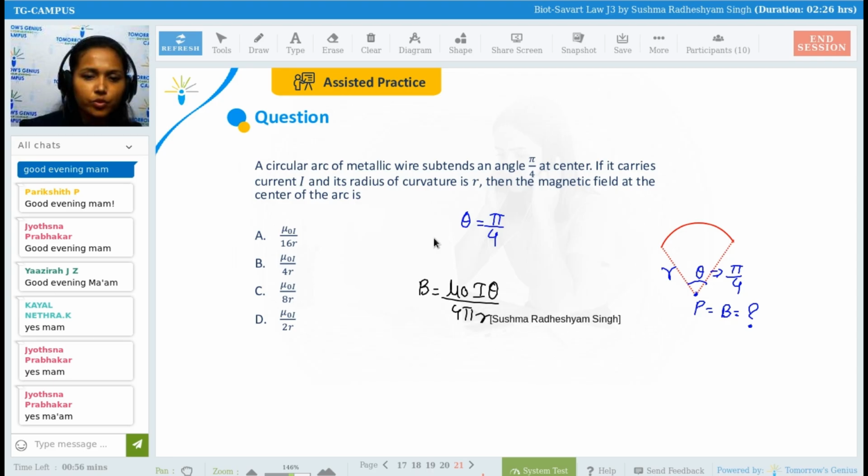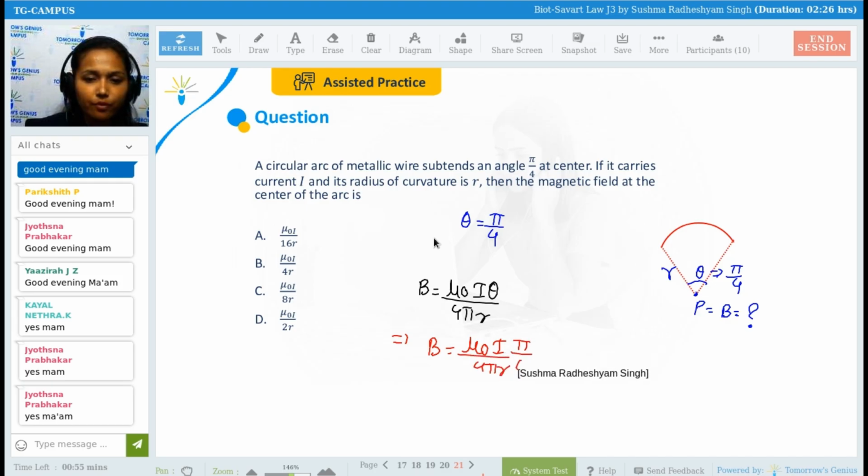Very good. Mu naught over 4 pi r. Clear this? So we apply here mu naught I over 4 pi r. Now see here, I is your current, theta is given, which is pi over 4. So if we substitute the formula here, B is equal to mu naught I over 4 pi r, and instead of theta, just put pi by 4. So this pi and pi get cancelled. The 4 multiplied by denominator 4, we get B is equal to mu naught I over 16R.